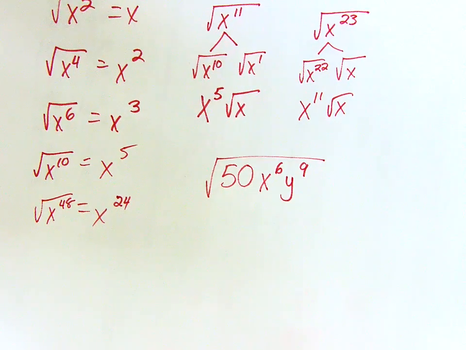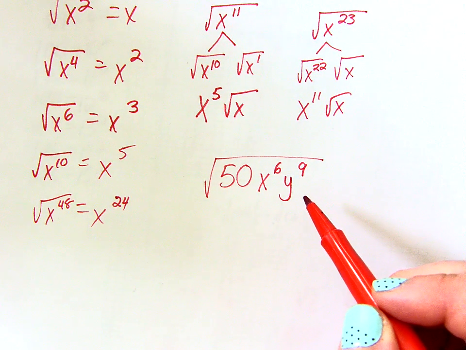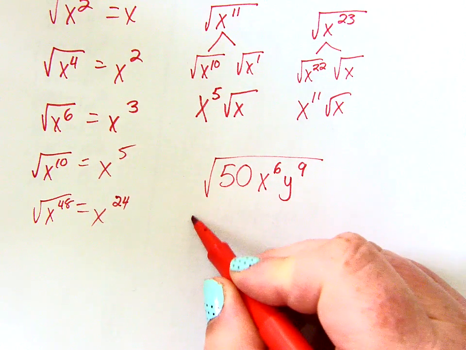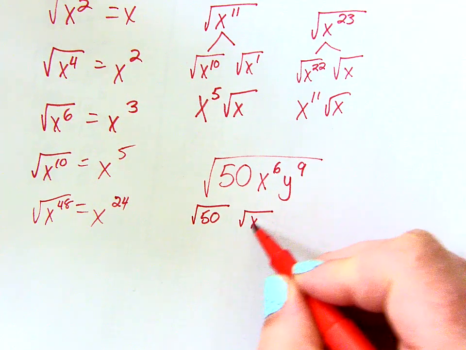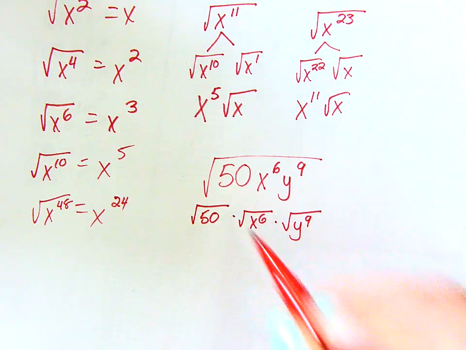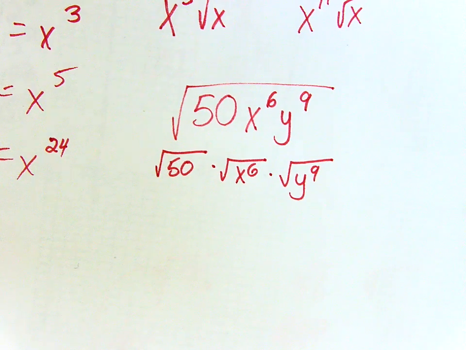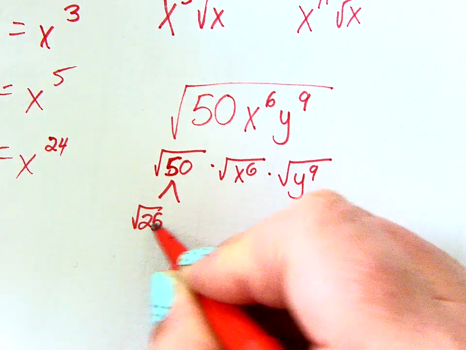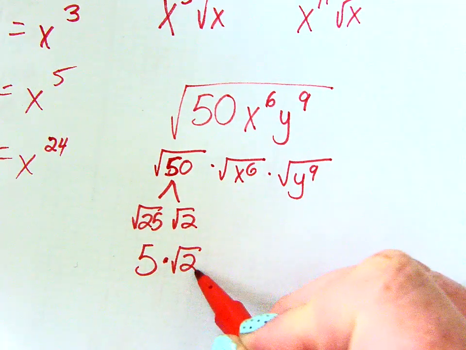Okay, so hopefully we got an answer. This is really 3 little mini problems all in one. So one thing that I like to do first is split it up into its 3 little compartments. So I'll deal with the square root of 50, the square root of x to the 6th, and the square root of y to the 9th, kind of all separately. So 50 is not a perfect square, but 25 is, and it divides in evenly twice. So that whole thing just becomes 5 times the square root of 2.